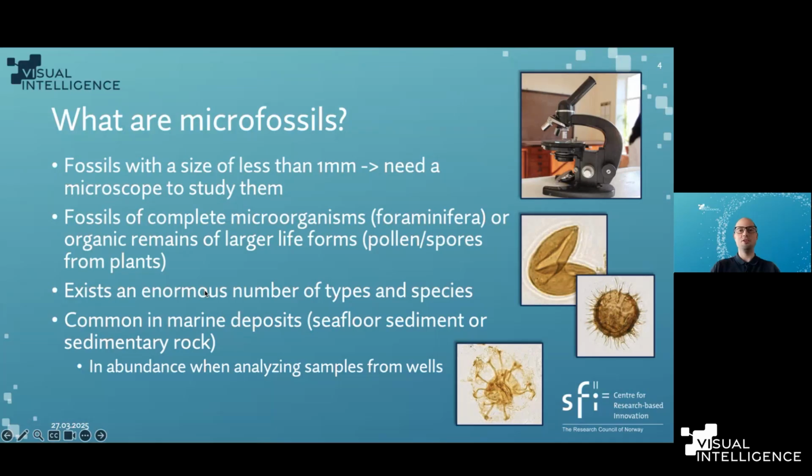A fossil is a remain of past life, and a microfossil is a microscopic fossil with a size of less than 1 millimeter. So you study them through a microscope typically. This can be complete microorganisms. A foraminifera is a type of microfossil that is extensively studied at geology here at UiT, for instance. But this can also be organic remains of larger life forms, such as pollen from plants. An enormous number of different types and species of these fossils. They are found in abundance globally in marine deposits, for instance, when you drill wells.